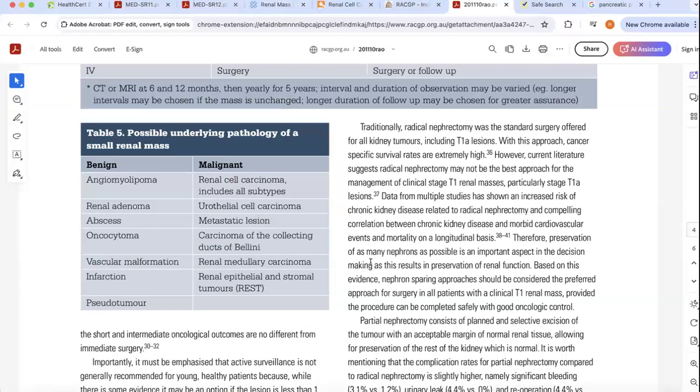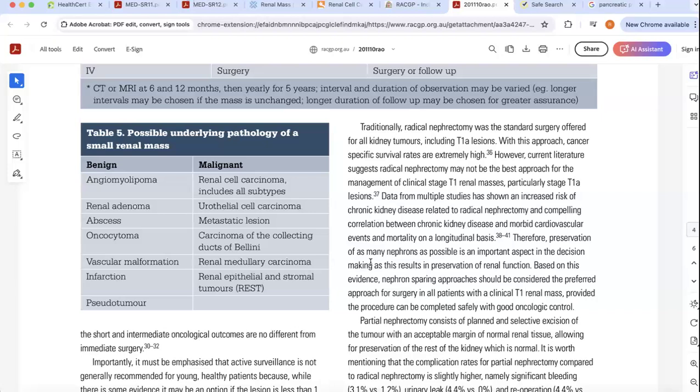If biopsy says that it is a stage 1 or T1 cancer, then ideally you can go for partial nephrectomy. Anything above T1 will go for radical nephrectomy. Okay?